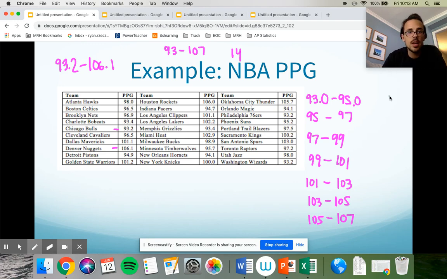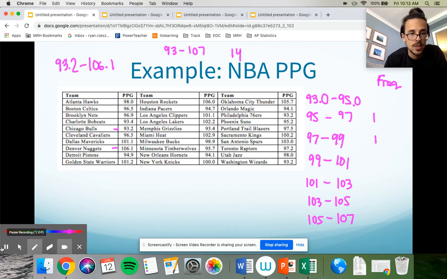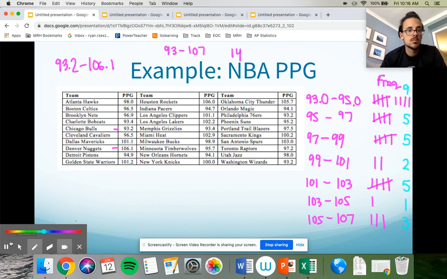So let's go ahead, and what I'm going to do is start counting and putting tally marks for each team. So the Hawks, for example, very first team, are on 98.0. 98.0 falls in that group right there. Then I have a 96.5. A 96.5 would be in this group. And then go ahead and put tally marks for all 30 of your teams. I'll do it over here.